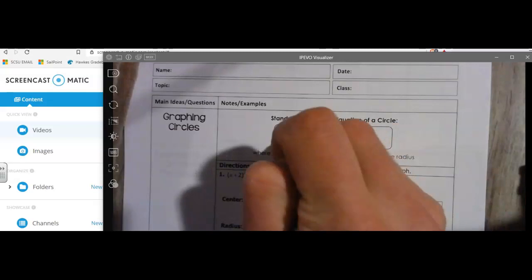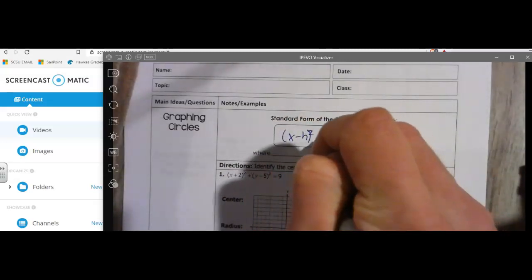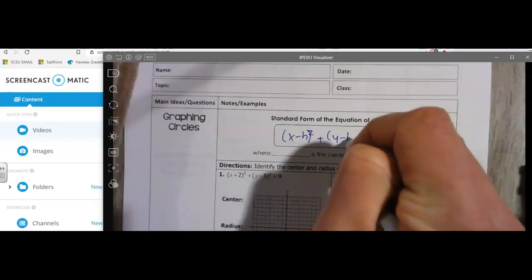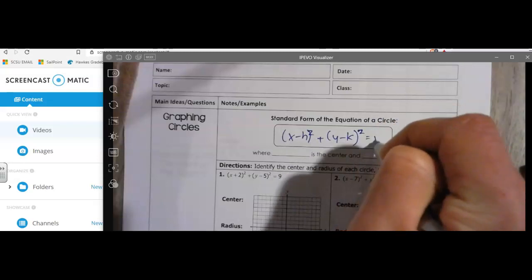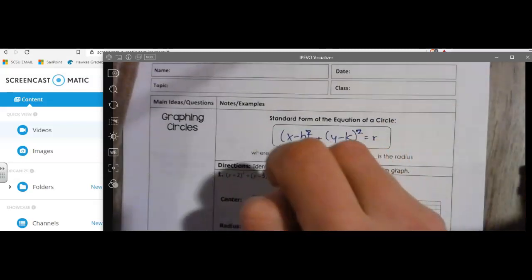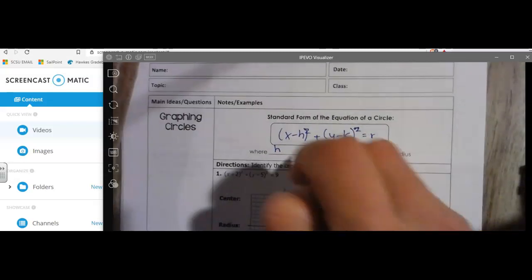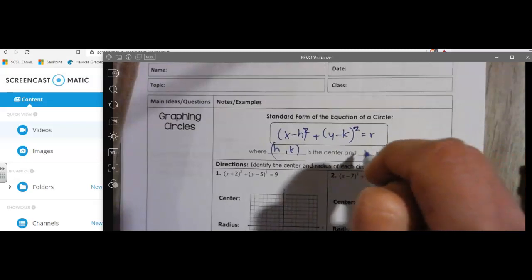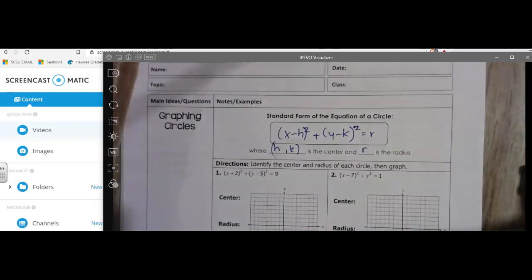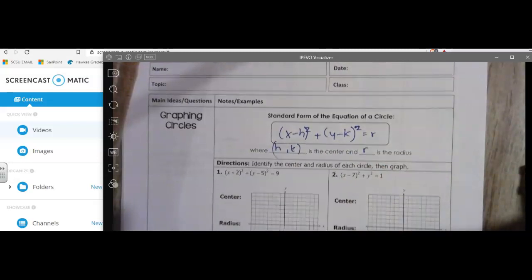So the standard equation of a circle, as I covered in my first video and in the first day 1 lesson, is (x minus h) squared plus (y minus k) squared is equal to r squared. Please remember that h, k is the center and r is the radius. You put those numbers in and write out the equation.